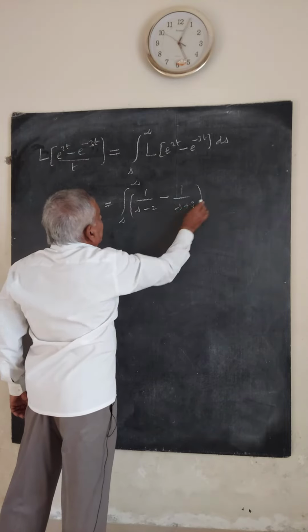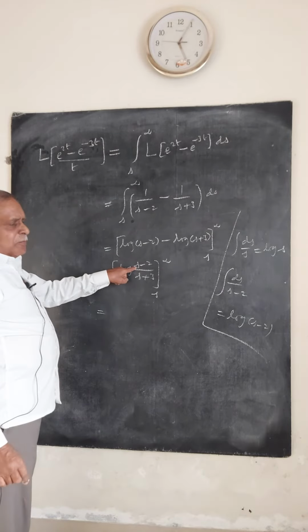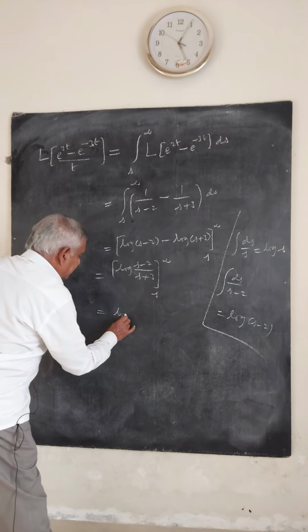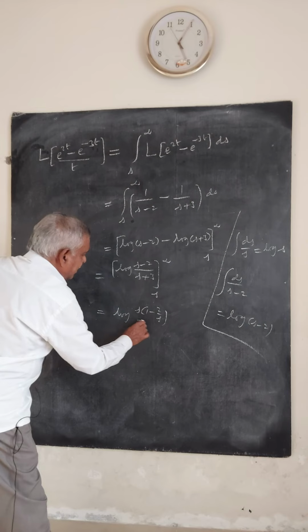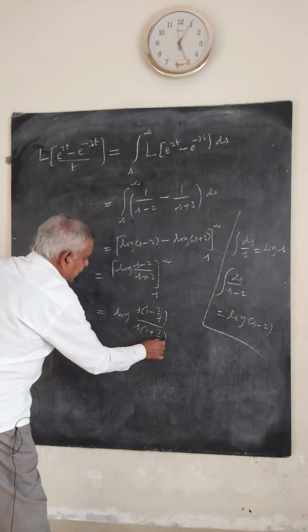Integration of ds by s minus 2 is log of s minus 2, integration of ds by s plus 3 is log of s plus 3. We are going to apply this simple integral. Limit is s to infinity. Log m minus log n is log m by n, so log of s minus 2 by s plus 3, limit is s to infinity. We can't directly put infinity, infinity by infinity would come, therefore take s out: log of s times 1 minus 2 by s, similarly denominator 1 plus 3 by s.